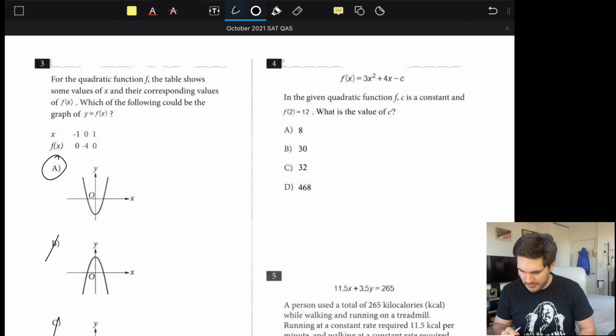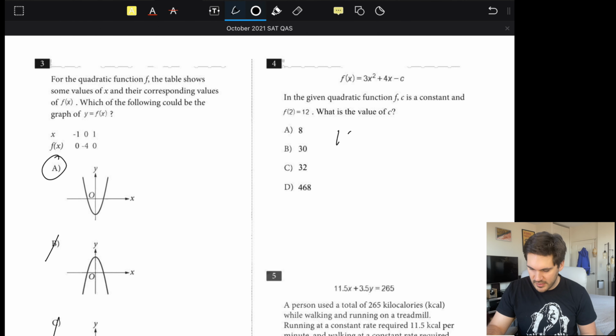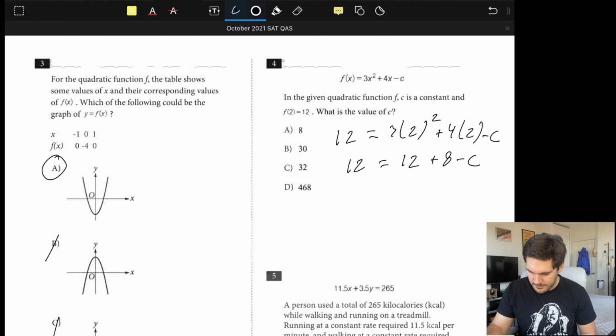Cool. Number 4. In the given equation f, C is a constant, f of 2 equals 12. What is the value of C? They give you information, plug it in. So if f of 2 equals 12, just plug that in. 12 is going to be equal to 3 times 2 squared plus 4 times 2 minus C. 12 equals 12 plus 8 minus C. So C is going to be equal to 8. Cool.